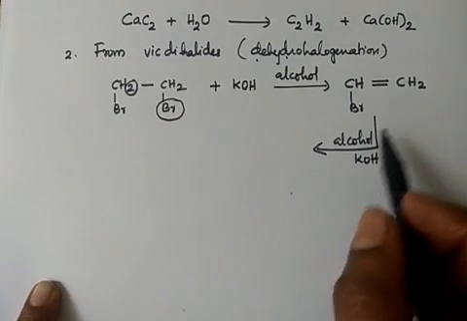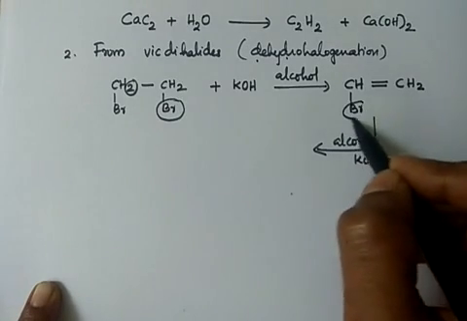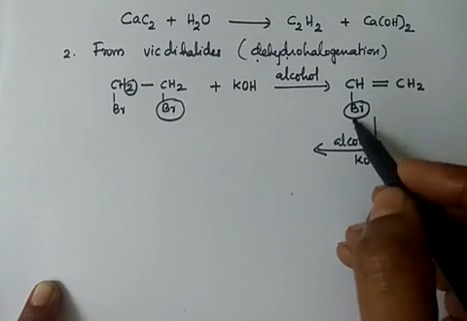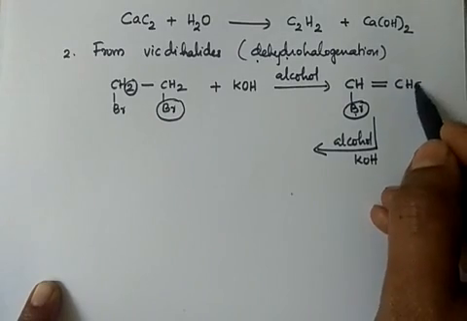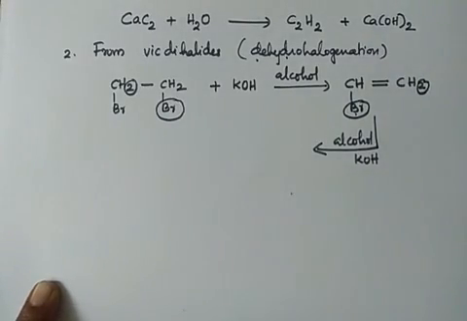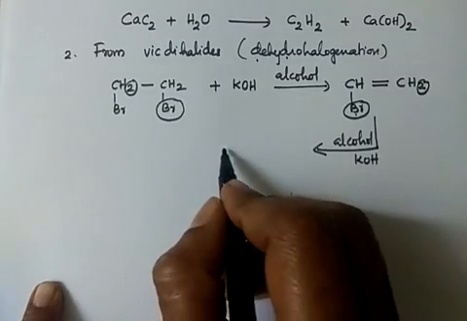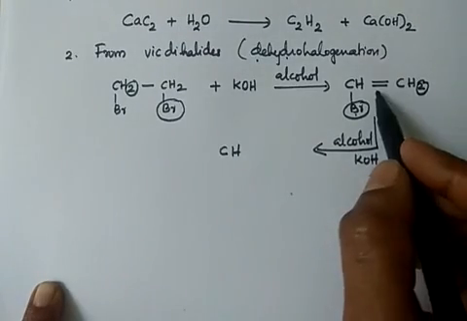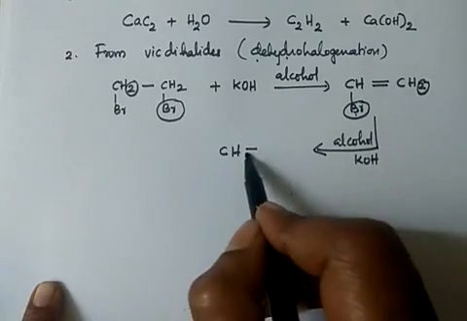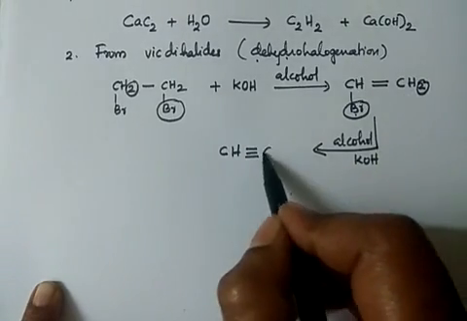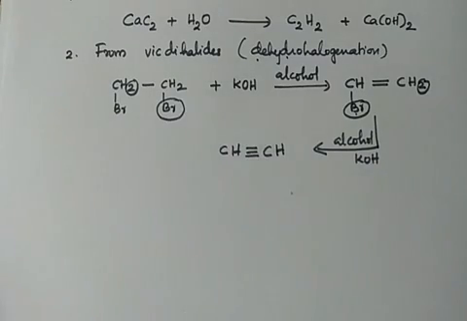Then again what happens? Again dehydrohalogenation: a halogen and a hydrogen are eliminated. And what will be the product obtained? CH, then here it becomes a triple bond, again CH. CH triple bond CH, that is acetylene, is obtained. These are the two methods of preparation of alkynes. In alkynes we need to study only these two methods for the preparation of acetylene.